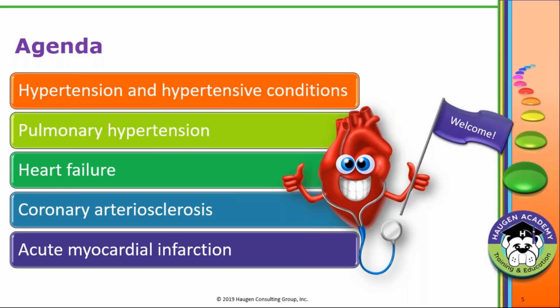Today's agenda, as we go through the ICD-10-CM coding for cardiology, there are a few conditions specifically that I wanted to focus on, and some of them are ones that have had changes recently over the last couple of years. Others are things that I think are just generally kind of tricky to code and things that we have seen issues with on some of our audits. So the topics that we'll be covering today are hypertension and hypertensive conditions, pulmonary hypertension, heart failure, coronary arteriosclerosis, and acute myocardial infarction.